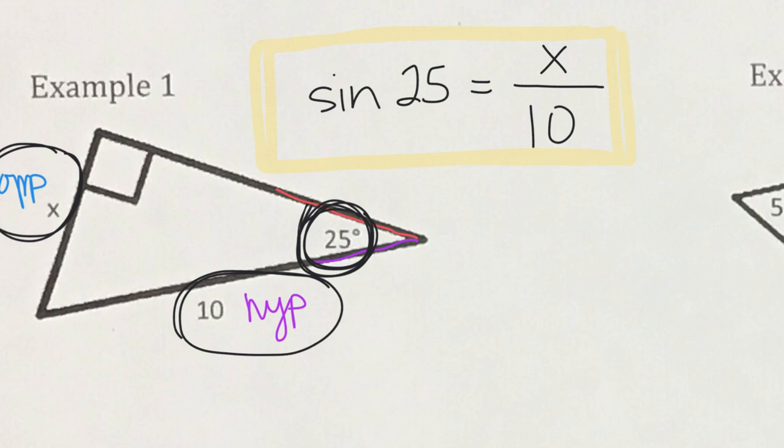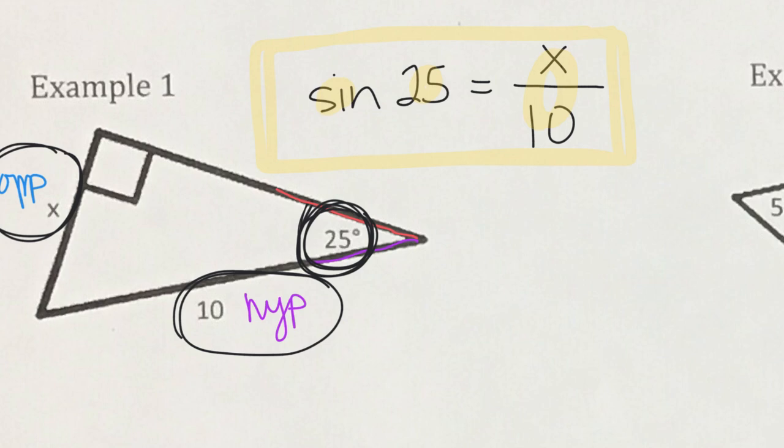Okay, this is a trig ratio. It has three parts. It has a trig word. It has a trig angle. And then it has a ratio, right? A comparison of the correct two sides. So now we're going to solve this.